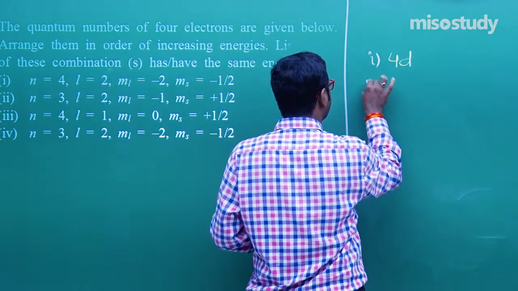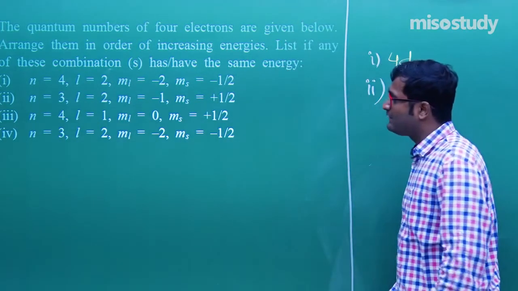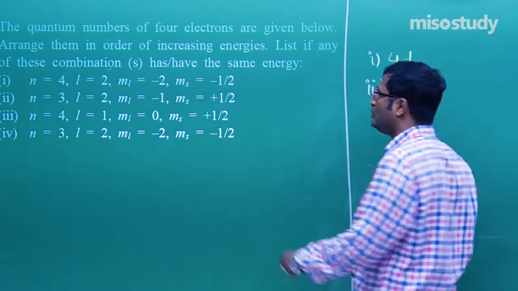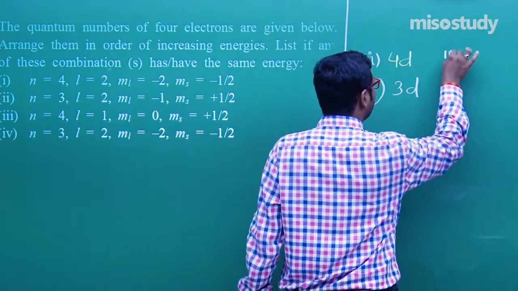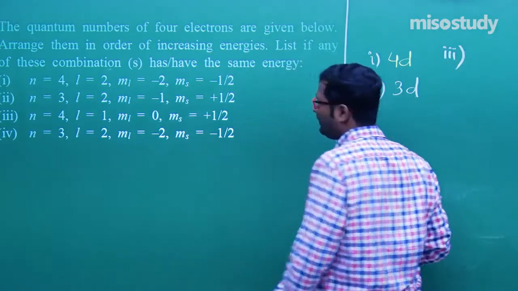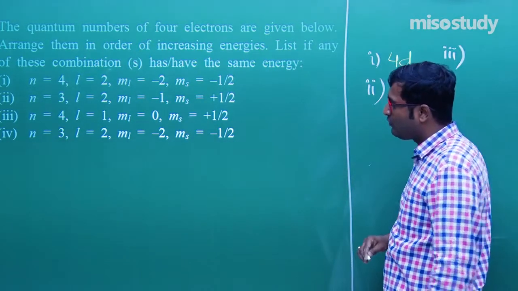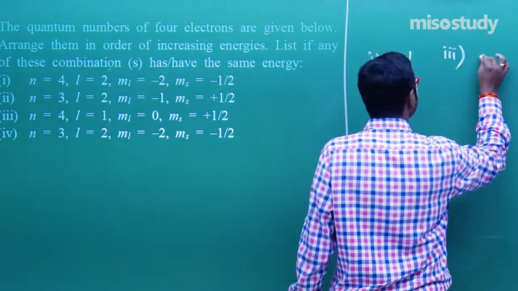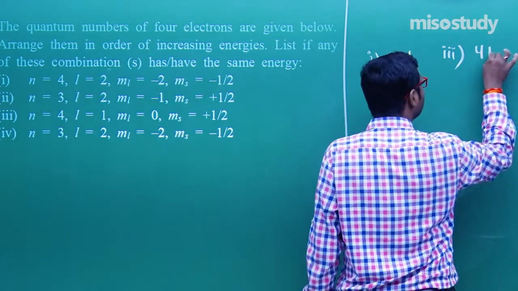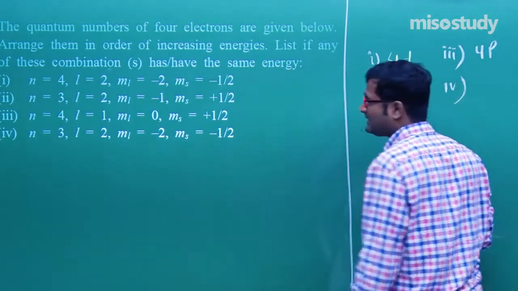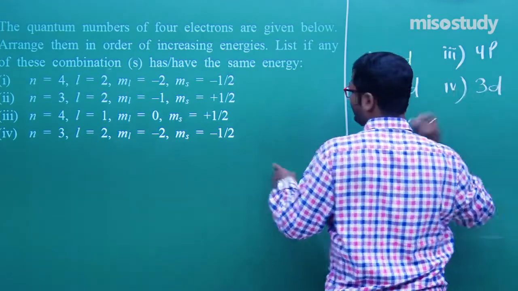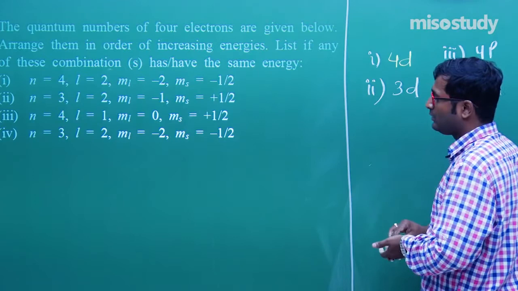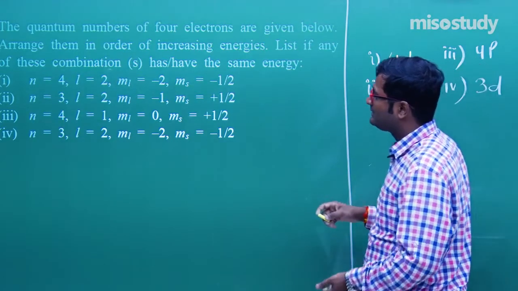Okay. Now the second one, n is equal to 3, l is equal to 2. That is, this one is 3d. Yes sir. Now the third one is n equal to 4, l equal to 1. That is 4p. Yes sir. And n is equal to 3, l is equal to 2. That is 3d. Clear to you? Am I right? Look at 3d.